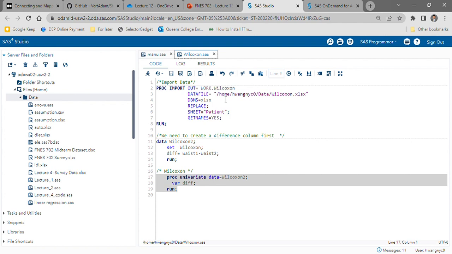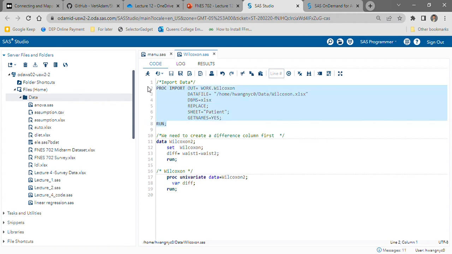So, same as before, we're going to name this data set work.wilcoxon. We're going to change the data set location, and then we're going to change the sheet name to patient, because that's what it's called, right? And if you are not sure, open up the Excel file and look in the lower left-hand corner. We're going to hit Running Man.